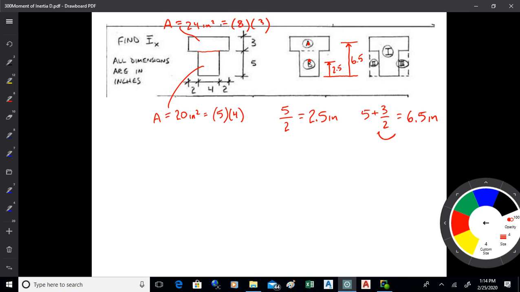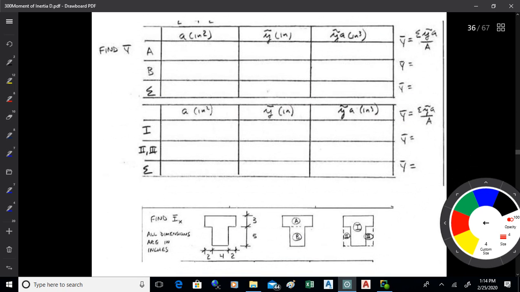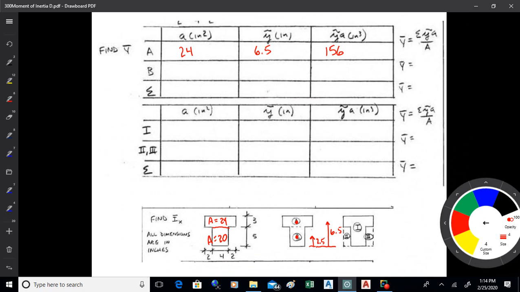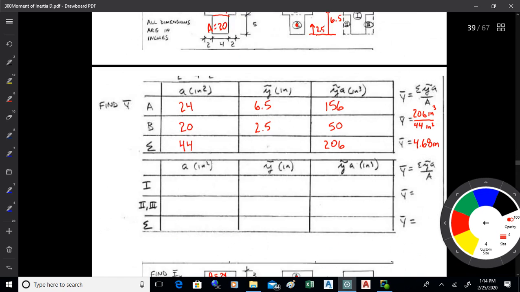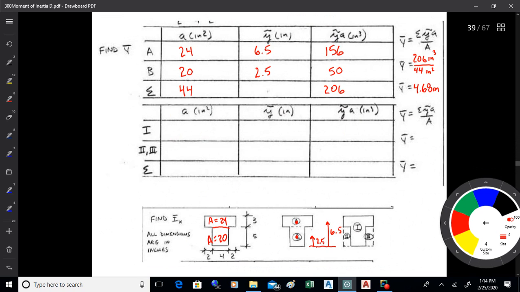Okay, so just fill in the table. You've got the areas, you've got the y bars, and then you can just multiply the stuff out. You'll see this on an exam sometime, I'm sure, because we're doing this beam design stuff. You'll have to make your own tables, so be sure to do that. So we've got 24 and 6.5 for A. We multiply them together, we get 156. Do the same thing for B. 20 and 2.5 gets you 50. Then add up the column on the left and the column on the right and divide it out. And we get 4.68.